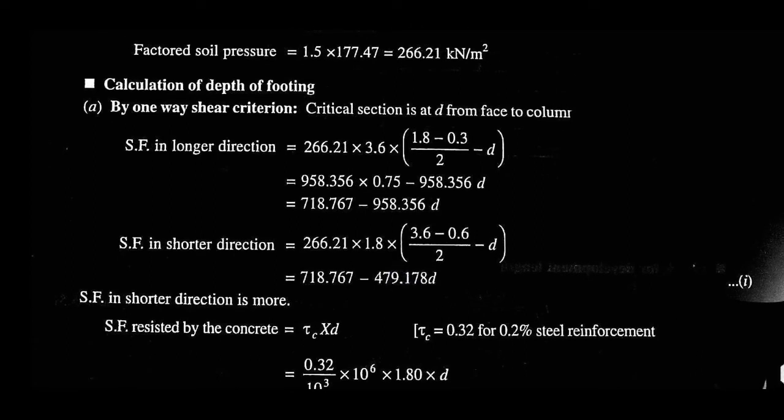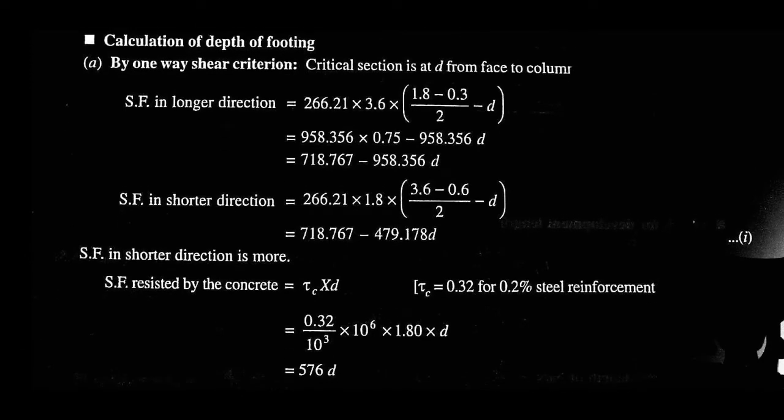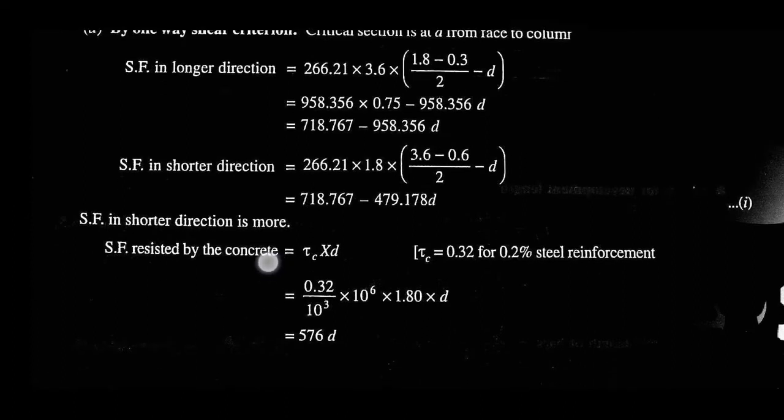Now shear force resisted by concrete is tau c times A. We can assume here the percentage of steel reinforcement is 0.2. So for 0.2% of steel and M20 grade of concrete, tau c is equal to 0.32. So shear force resisted by concrete is equal to 0.32 by 10 cube into 10 to the power 6 into 1.80 into d, that is equal to 576 d.